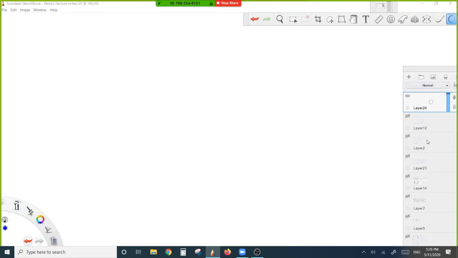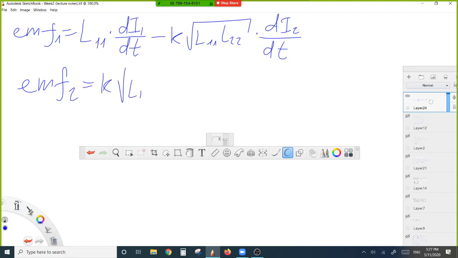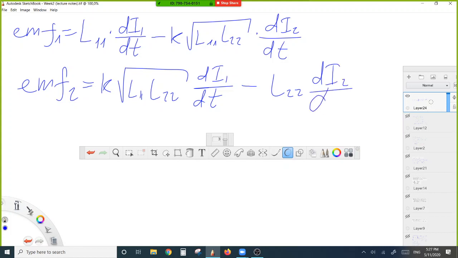So let's write once more. Electric motive force 1 equals L11 multiplied by di1 over dt, minus k times the square root of L11 L22 multiplied by di2 over dt, and electric motive force 2 is equal to k times the square root of L11 L22 di1 over dt minus L22 di2 over dt.